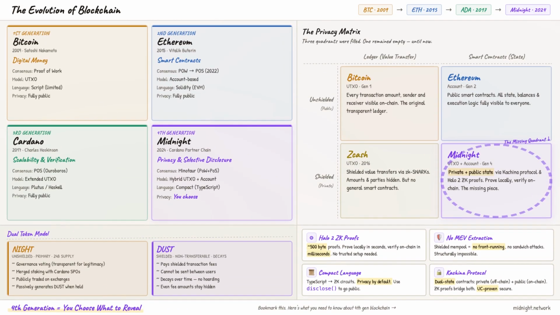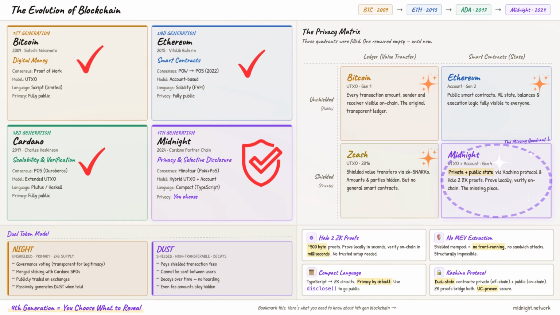So let's zoom out. First generation, Bitcoin proved decentralized money works. Second generation, Ethereum proved the blockchain can be programmable. Third generation, Cardano proved you can do it with scalability. Fourth generation, Midnight fills the missing quadrant. Private, programmable, and you choose what to reveal.